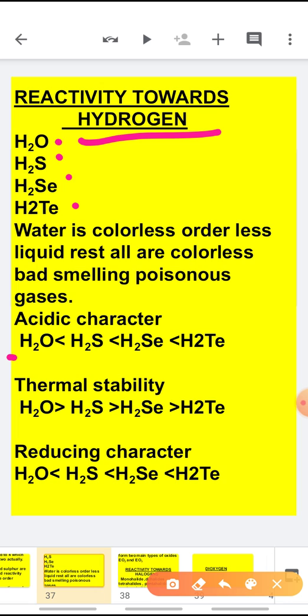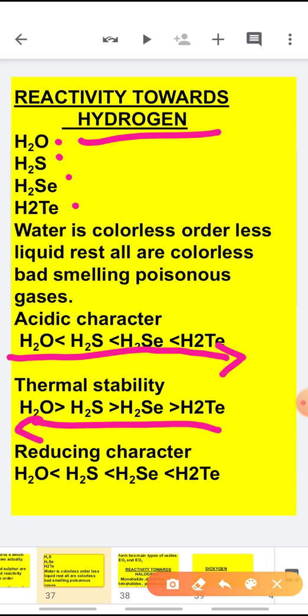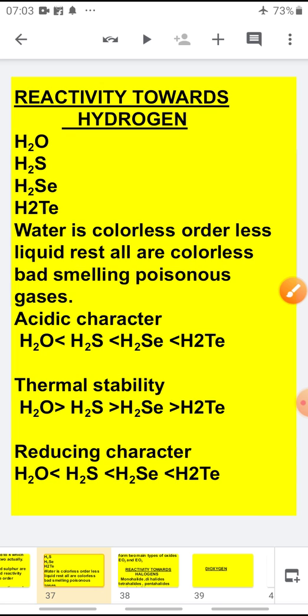So again, when group 16 elements react with hydrogen, they form H2O, H2S, H2Se and H2Te. The acidic character down the group increases, the thermal stability down the group decreases, and the reducing character down the group increases. Now children, you cannot remember it as such, but you have to remember on what thing the acidic character depends, on what thing the thermal stability depends, and on what thing the reducing character depends. It depends upon the bond length. Clear? So try to remember this.